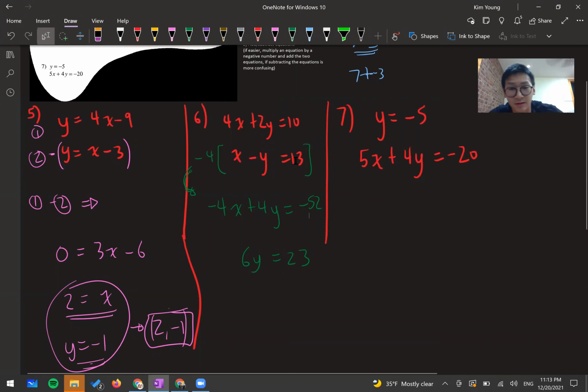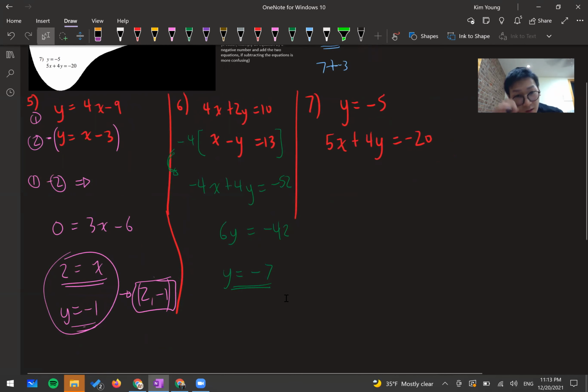And then let me add the two equations again. Okay, so 10 plus negative 52, that's going to be negative 42. In other words, y is equal to negative 7 after you divide by 6. Okay, now plug this back into one of the original equations. I'm going to pick number 2 because it looks nicer, and then solve for x.